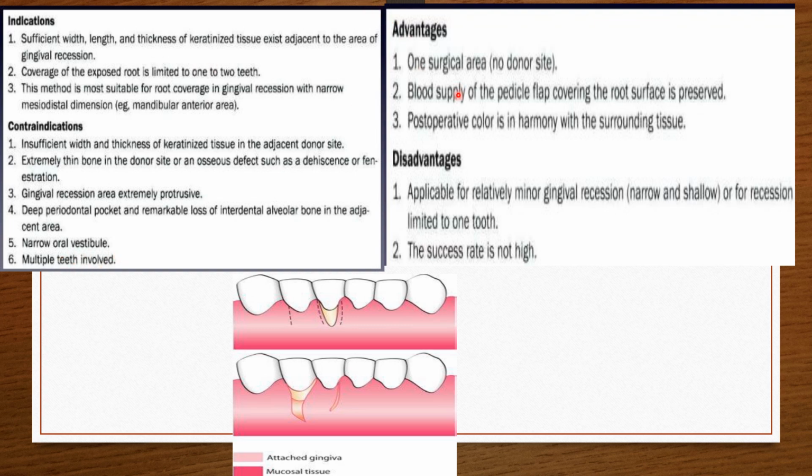Then coming to advantages, one surgical area. Yes, definitely one surgical area. Blood supply of the pedicle flap covering the root surface is preserved. Postoperative color is in harmony with the surrounding tissue. Disadvantages: applicable for relatively minor gingival recession. That is, it is limited to only 1 or 2 teeth, and success rate is not high.